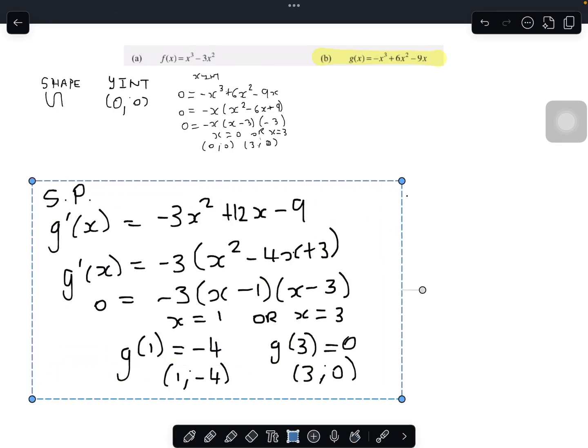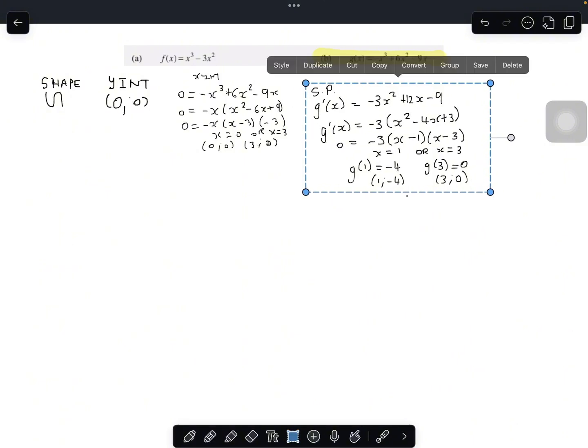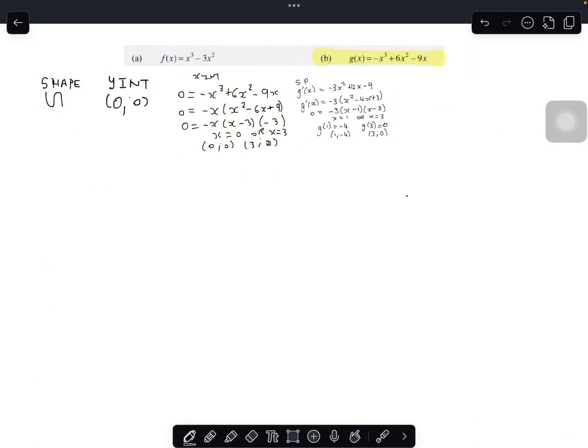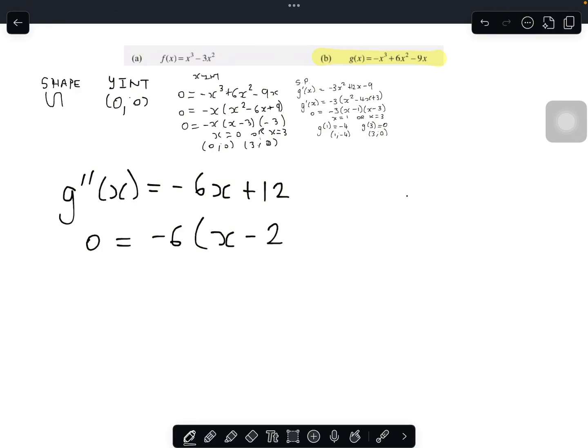The last thing we need to find here is our point of inflection. So to get our point of inflection, we're going to look at our second derivative and equate it to 0. So our second derivative here is now going to equal -6x plus 12. 0 equals -6 into x minus 2, and then I'm going to have x equals 2.